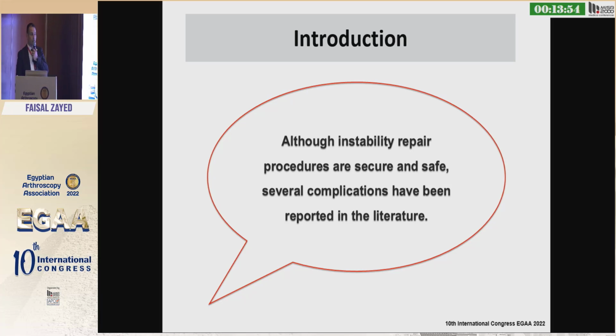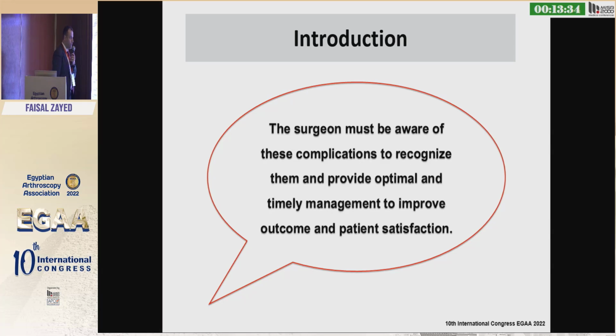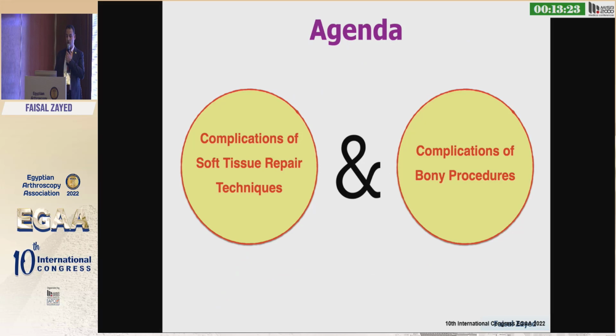Instability surgery procedures for a shoulder surgeon are a daily practice, and all of us will face a case of complication after instability surgery. Although instability repair procedures are secure and safe, several complications have been reported in the literature. The surgeon must be aware of these complications to recognize them and provide optimal and timely management to improve outcome and patient satisfaction.